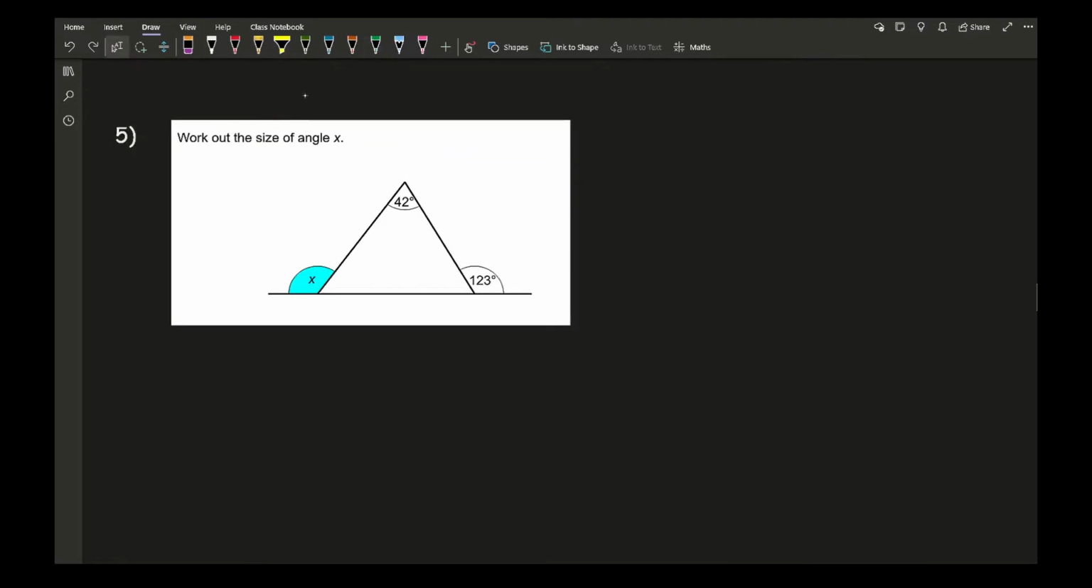Now here, the angle I've got to find is not in the triangle. So in order to work out x, I need to know what this angle here is. And in order to work out what the red angle is, I need to work out what this angle here is, because obviously angles in a triangle add up to 180. So I know that these all add up to 180. I know that these two are going to add up to 180 because they're on a straight line. And then by working out what the green angle is, I can then work out what the red angle is, and then work out what x is. So it's kind of like a threefold question.